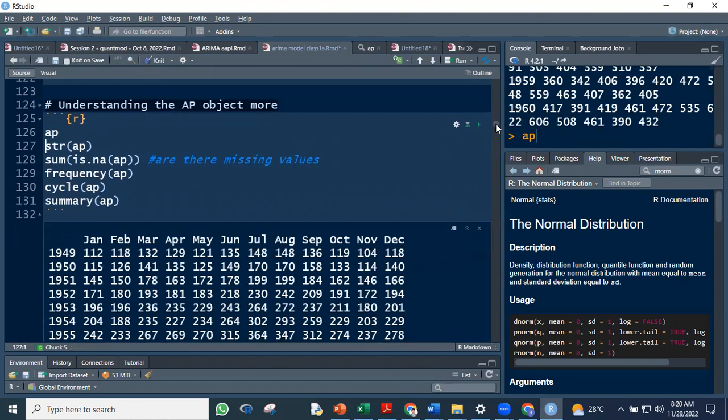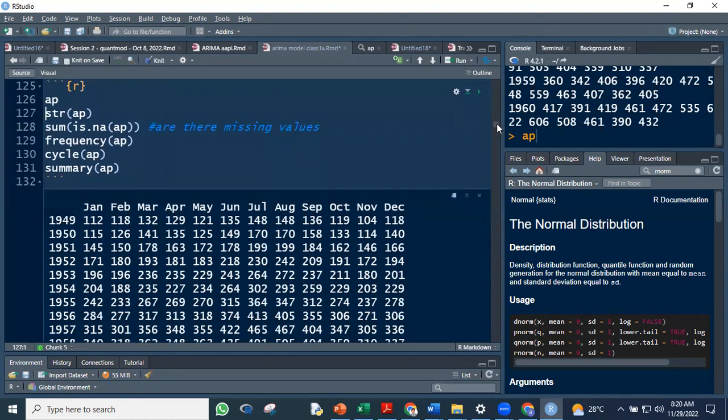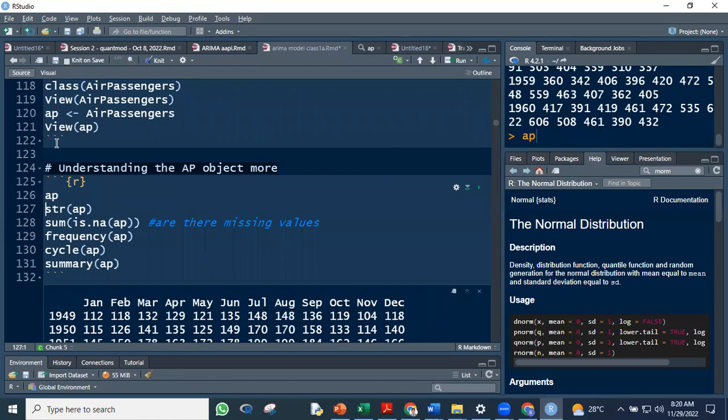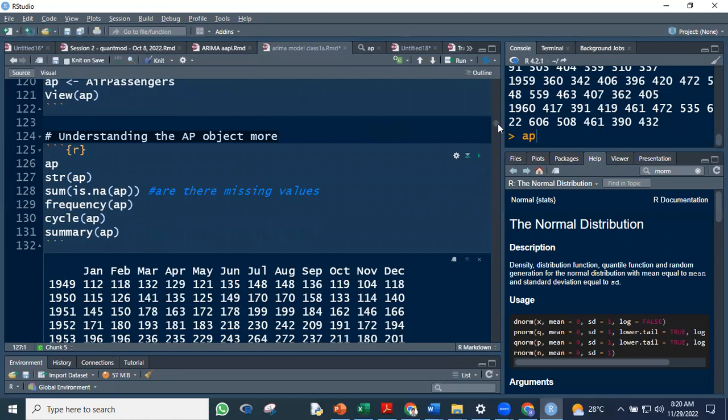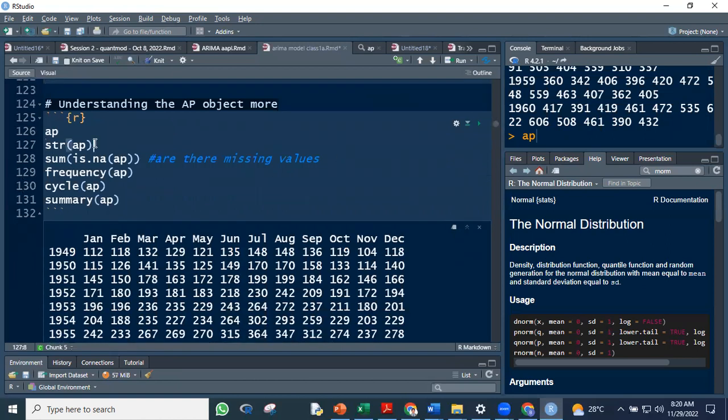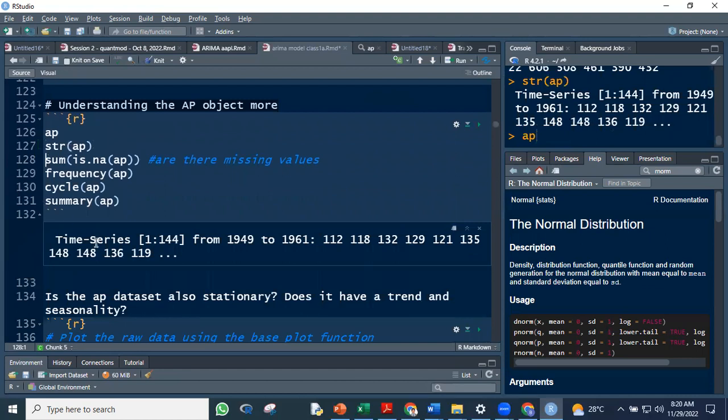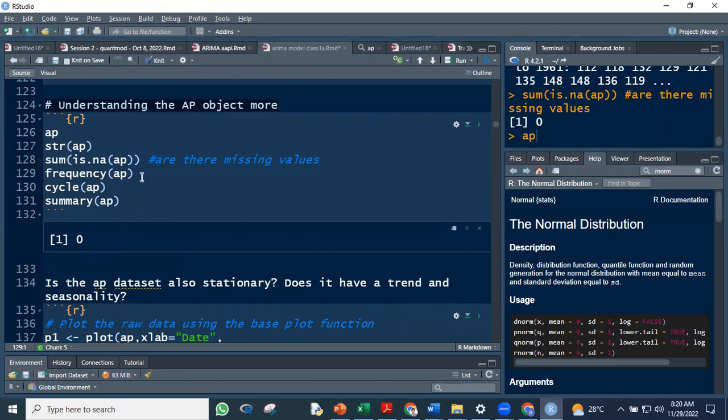So print niya dito yung values ng air passengers. Si AP guys, it's an object, it's air passengers. Pinalitan lang natin pangalan kasi medyo mahaba yung air passengers na pangalan. Okay, so this is our AP data. If you take a look at the structure, it's a time series. May mga missing values ba? Isum natin yung is NA. Wala namang missing values. Frequency niya, 12, which means monthly yung data.